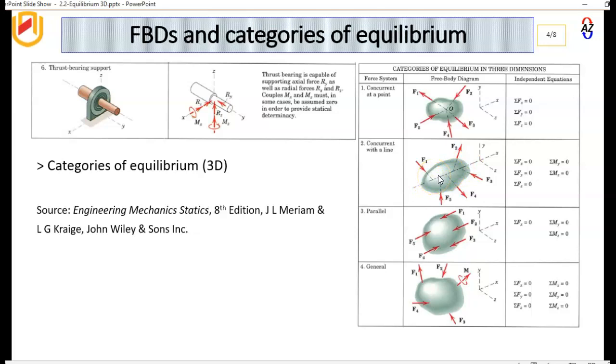but at the same time, we must take moments in the Y and in the Z. A moment in the X is 0, so it's not defined. In this case, it's actually 0. And then if they are parallel, we have F1, F2, and F3. We have to take summation of forces in the direction in which they are parallel, and then we must take moments in the Y and in the Z. In this case, the moment in the X is going to be 0, so you have to take moments in the Y and also in the Z. Then for the general force representation like this, we have to take all forces in the X, Y, and Z, and the moments in the X, Y, and Z.